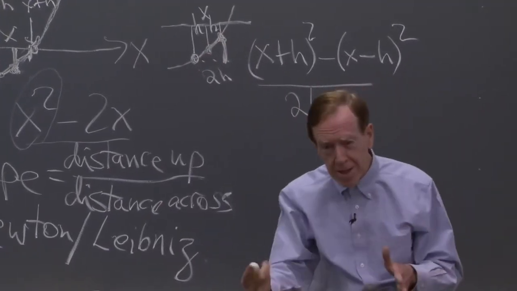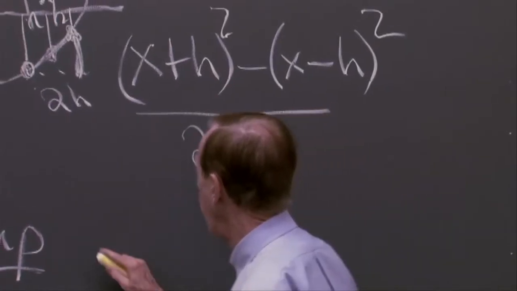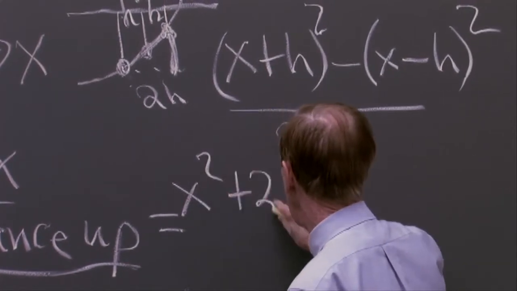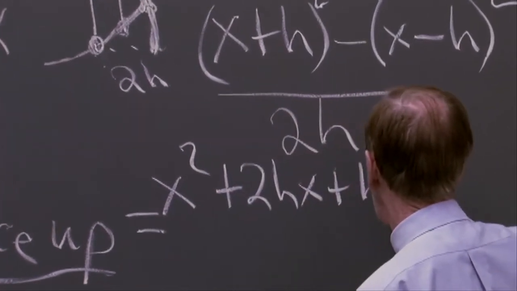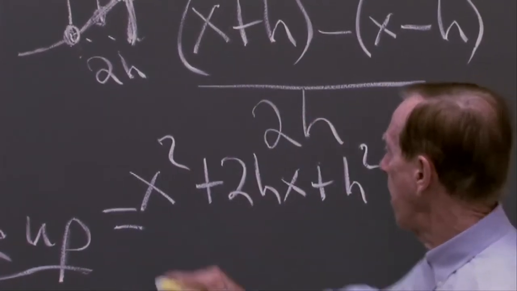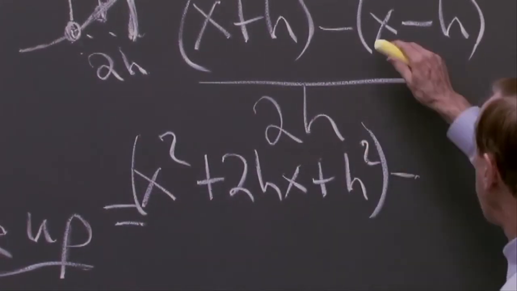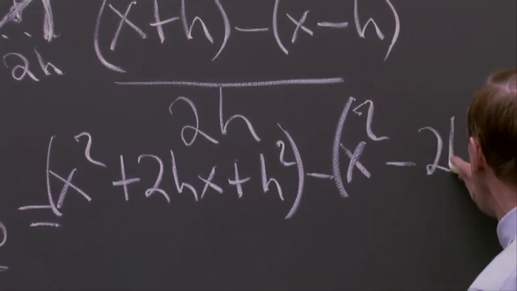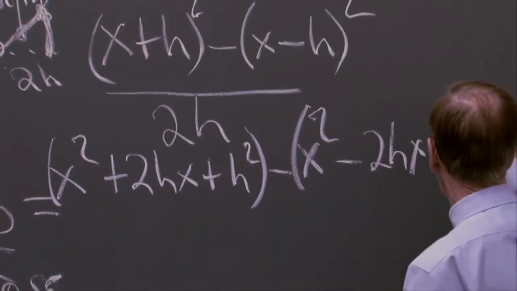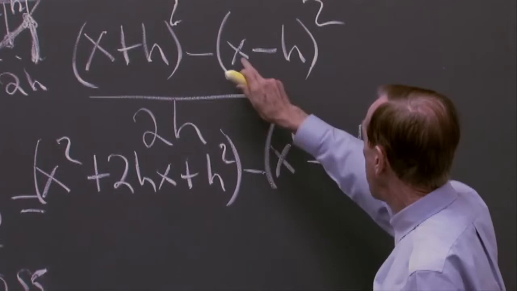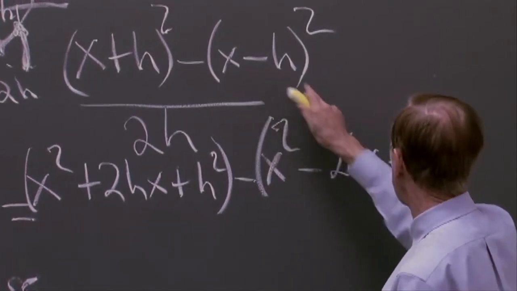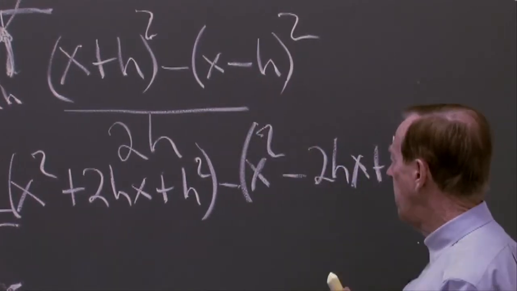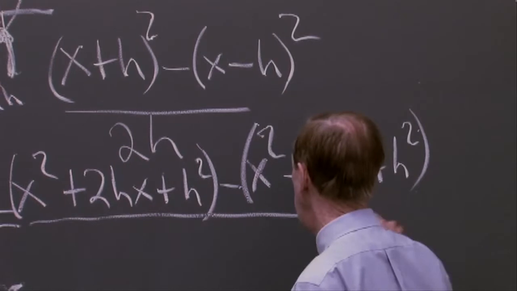and I have to simplify it. But now we get to use algebra. If I simplify this, everybody knows, x plus h squared is x squared plus 2hx plus h squared, right? That's the square there. And then I subtract x minus h squared. That's x squared minus 2hx plus h squared, right? The x squared cancels, the h squared minus h squared cancels, and then the cross term gives me 4hx, and I'm dividing by 2h. What am I getting?